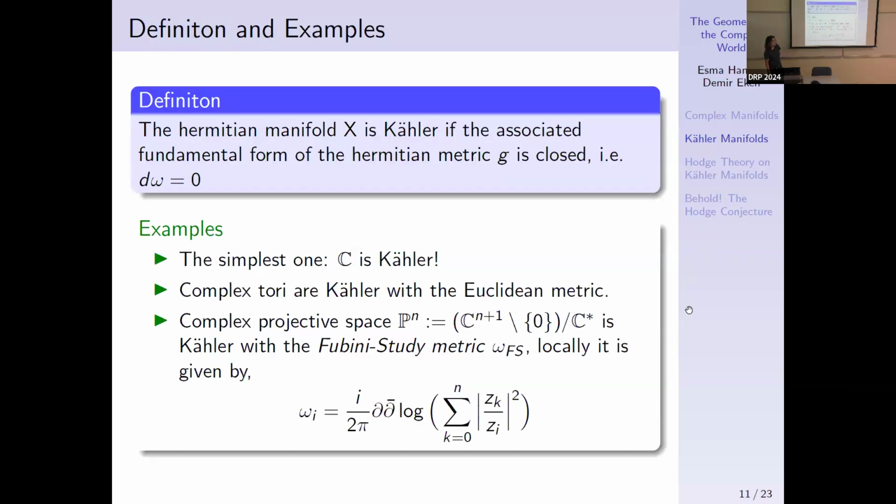Now I will give you the definition. Here we have a Kähler manifold: it is a Hermitian manifold where the fundamental form is closed under the exterior derivative. So the simplest example would be the complex plane itself with the Euclidean metric, and a torus is also a Kähler manifold, and the complex projective space is also a Kähler manifold with the special metric. Locally defined as this, and you glue them together, get the global form.